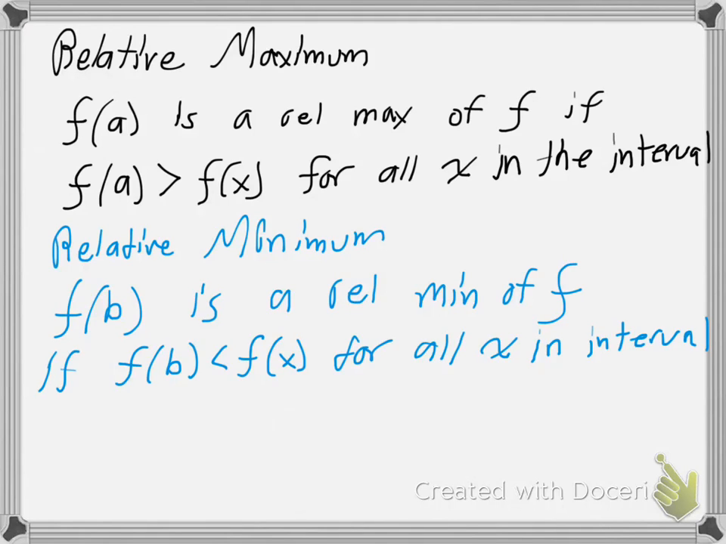And the relative minimum is the opposite. F of b is the relative minimum of f if f of b is less than f of x for all x in the interval. So we're going to look at two graphs of them.